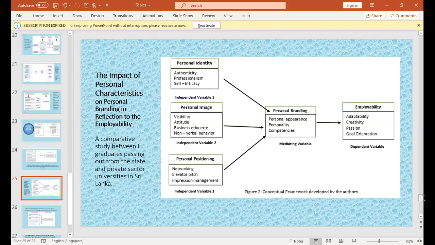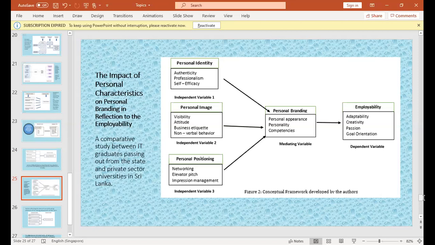However, the research looked into to what extent these IT graduates had the personal characteristics, including identity, image, and positioning, and how that affected the branding, and how personal branding affected employability. In other words, if you have a strong personal brand, then you should get your dream job, right? So that was the idea behind this.